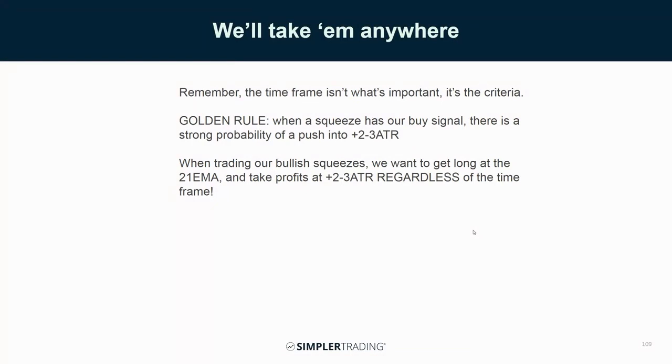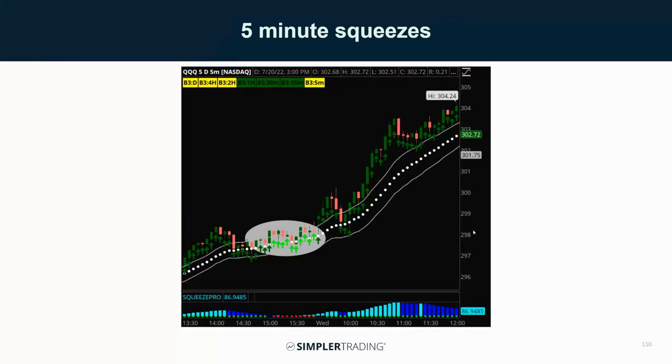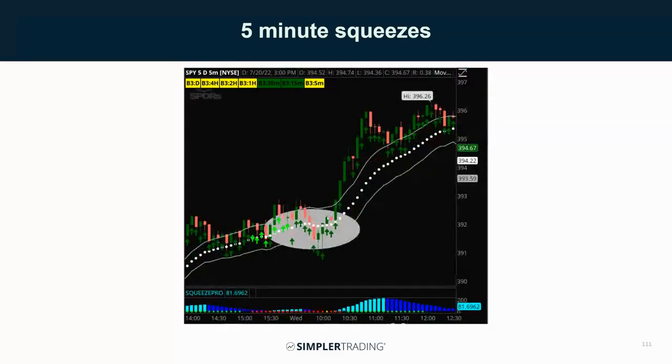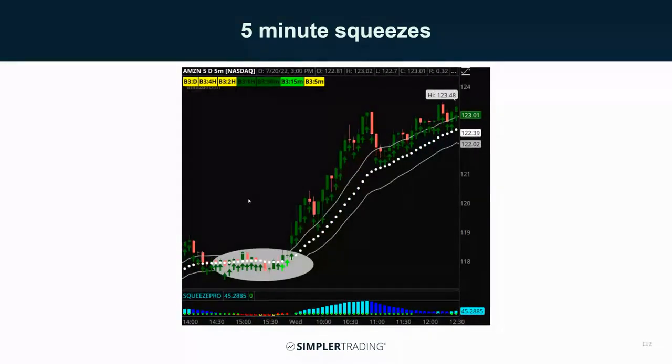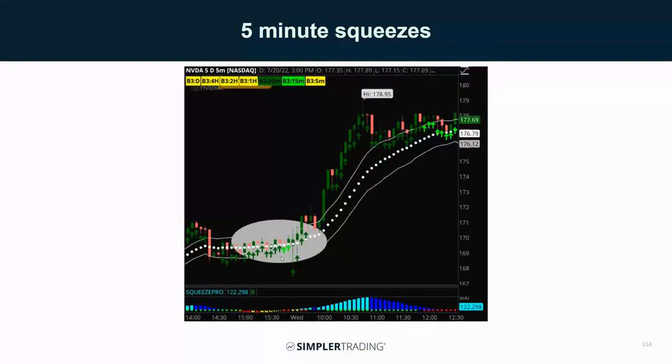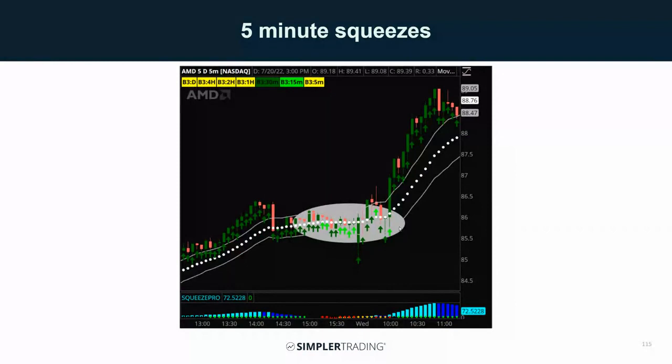And then as always, guys, in these squeezes, we're getting long at the launching pad, 21 EMA, and we're taking our profits on that push to +2 to +3. But we're in a market where if it's on the 5-minute chart, we can take them on the 5. NVIDIA 5-minute squeeze, buy signal. AMD 5-minute squeeze, buy signal. So the key is we want to get aggressive when everything is lining up.